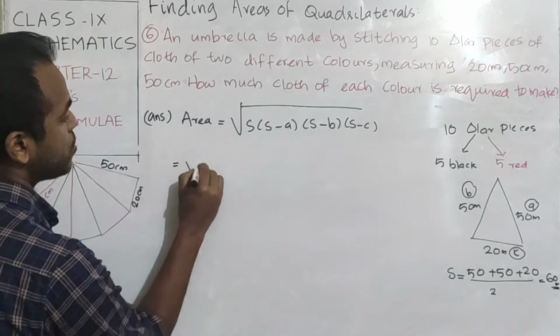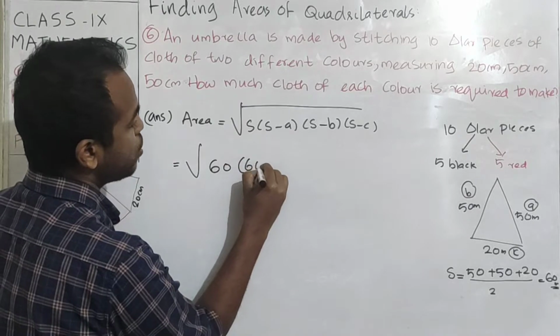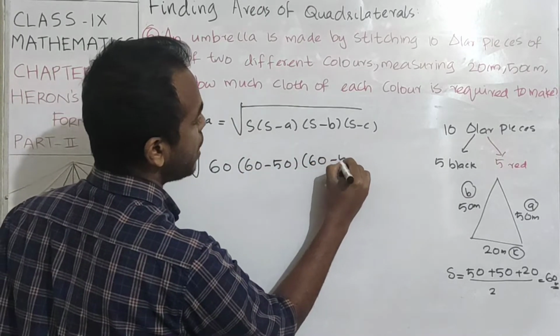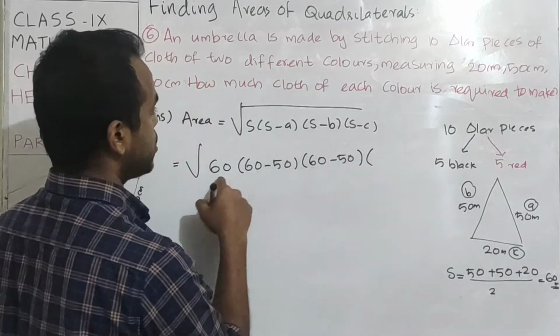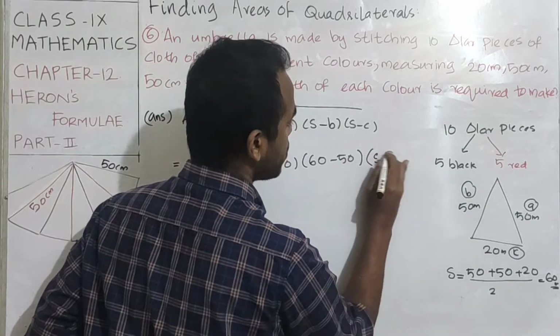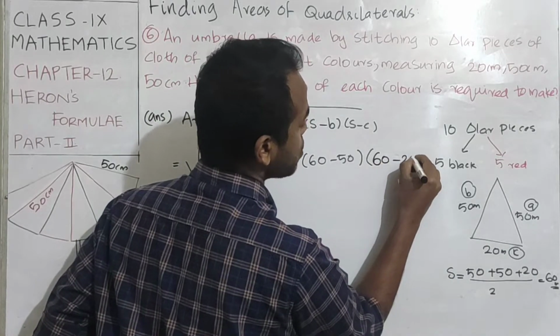Now let's try to answer. S is 60, then 60 into 60 minus 50 into 60 minus 50. Why? A and B are 50 meters. Then S minus C, that is S minus 20. Oh, we have got S, so no need to write S then. 60 minus 20.